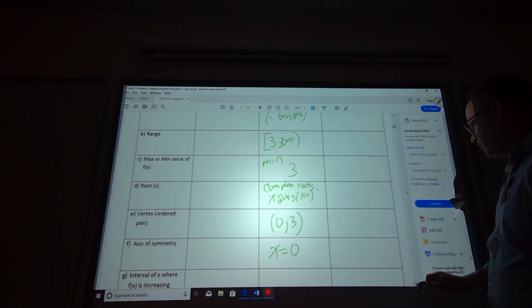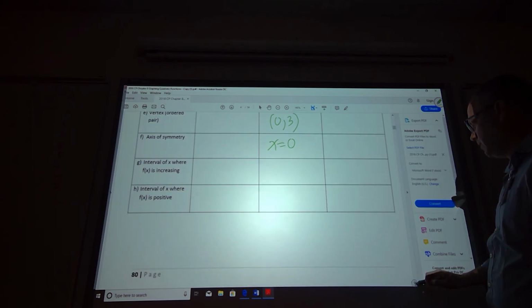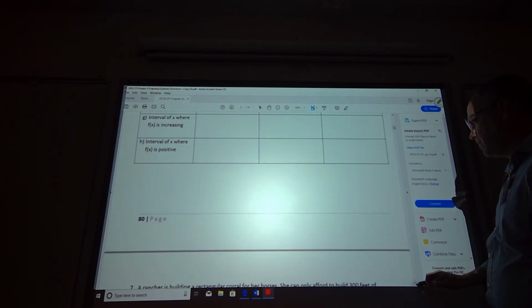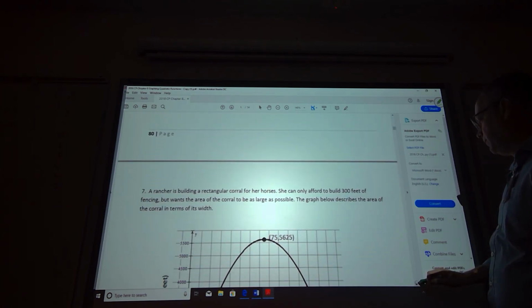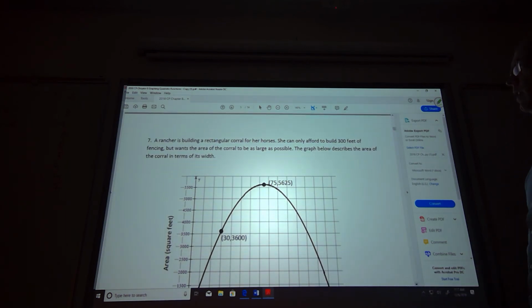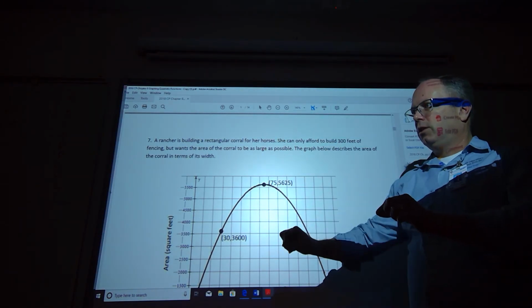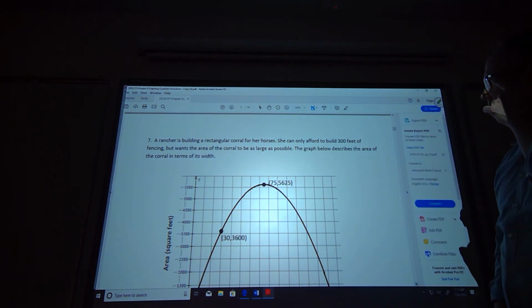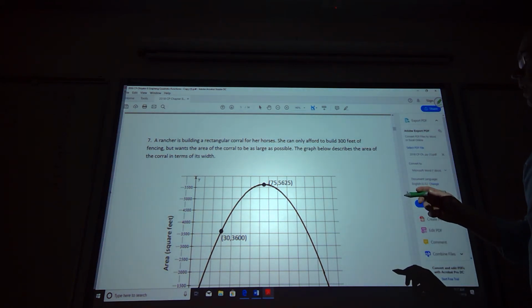And see if we have any more problems on this page. I think we took care of all of the odds on this unit. Oh, and let's see. Number 7 talks about, we're applying a problem. It says, a rancher is building a rectangular corral for her horses. She can afford 300 feet of fence. So if I were to go this, and it's all the fencing, it would be only 300 feet in length. Wants to build the area of the corral as large as possible. So the graph below describes the corral as far as width.